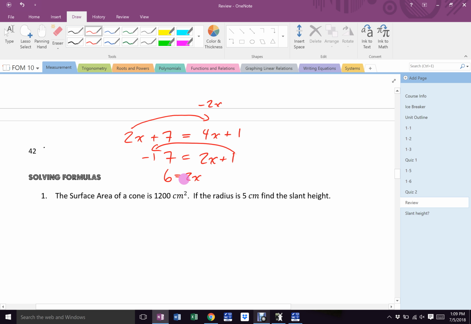What is the last step? Divide by the coefficient. So x equals 3. Can everybody do basic algebra? Because it's going to be real hard.